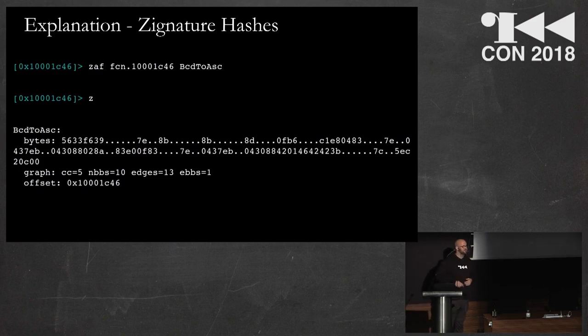Within the R2 session, first, the command you'll run will be ZAF. So, signatures, add a function, and I'll add the function name and the name of the signature that I want to create. And then after you create that, if you want to view it, you can just use the Z command. In this case, you can see the different components that are included in each signature. So I have the bytes, and you can see places where the bytes are masked, graph data, and then offset information.